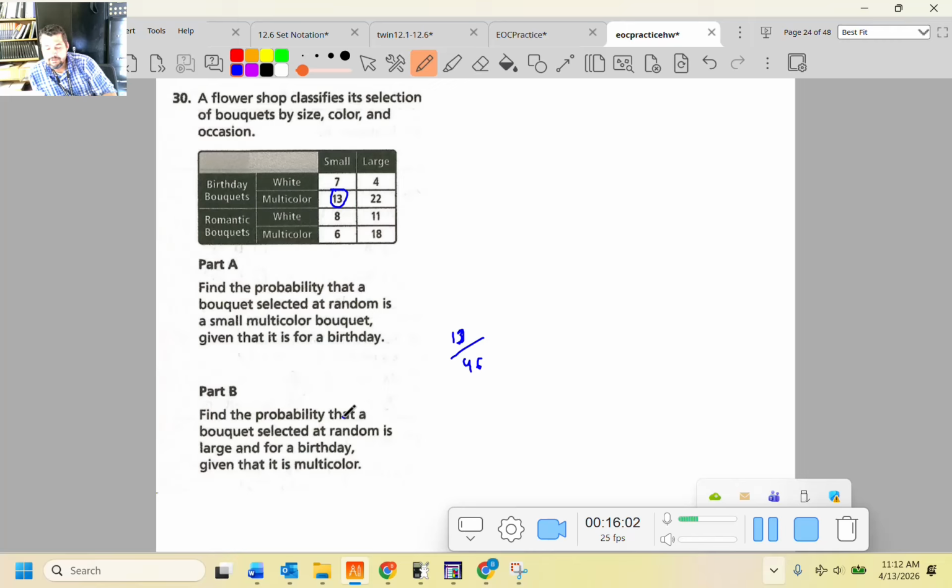All right, part B is also a given it's a multicolor. So what do we have here? In the multicolors here, we have 35, and in the multicolors here, we have 24. There are 59 total multicolors. Remember, the given is always the denominator, always. All right, so find the probability that a bouquet selected at random is large and for a birthday, given that it's a multicolor, is just those 22.